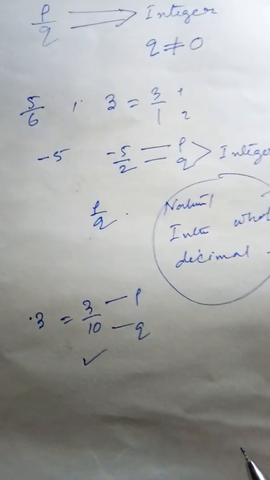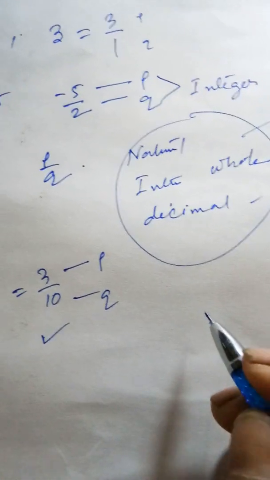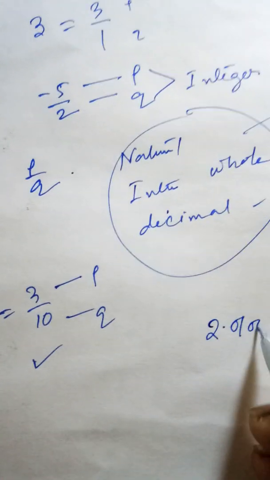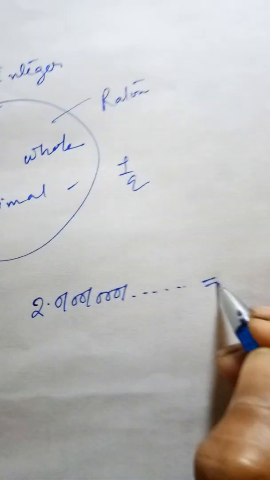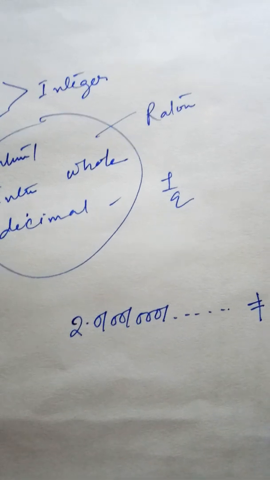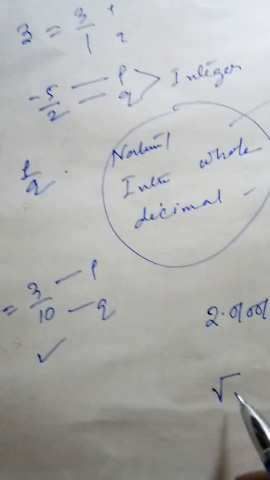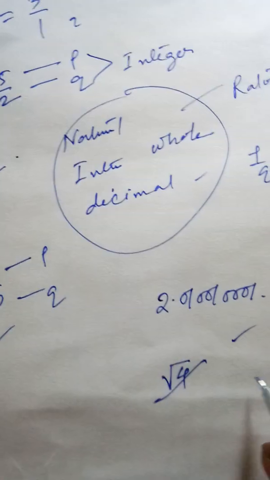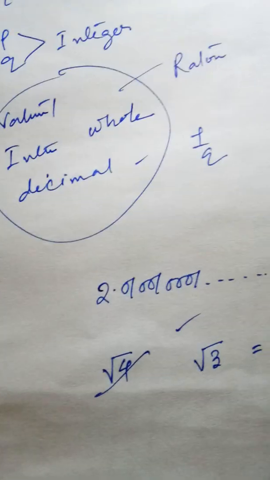And other numbers which are not in the form of p by q, any number which cannot be expressed in the form of p by q, are called irrational numbers. Say for example 2.01001000100001 and continuing, and this number cannot be expressed in the form of p by q. These are irrational numbers. Again, on the other hand, numbers like root 3 cannot be expressed in the form of p by q.